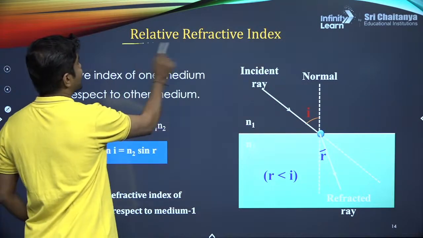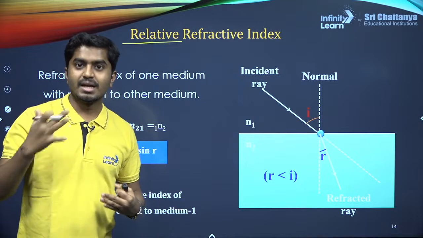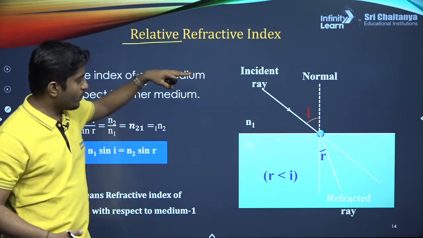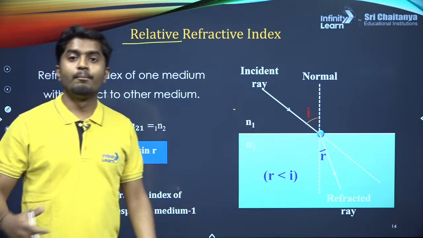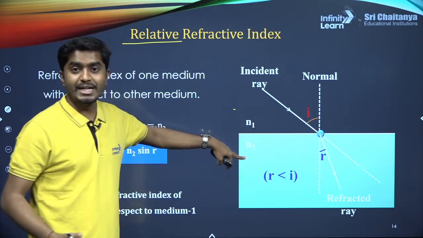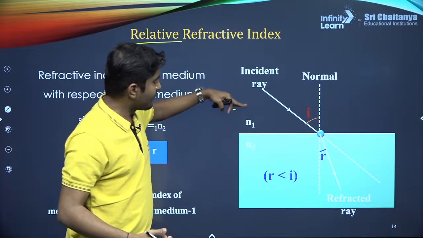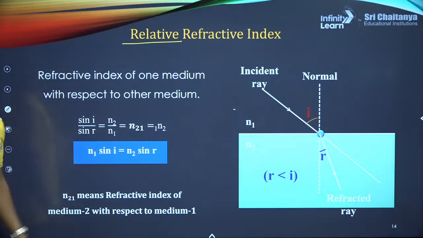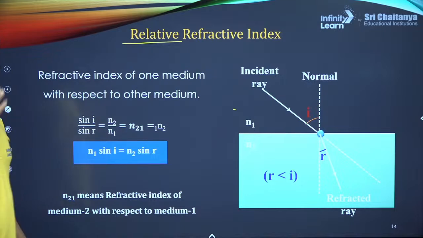So now, how to find the relative refractive index? What is the relative? Relative means with respect to something, right? So how do you find the relative refractive index? Here none of the two mediums are vacuum, both are other than vacuum. So this N1 and N2, they are the absolute refractive index of medium 1 and medium 2, right? So here how do you calculate the relative refractive index?